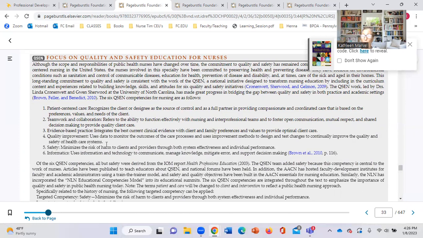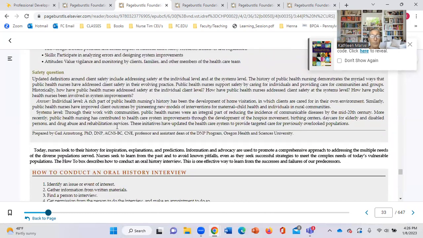These competencies direct our practice. So each chapter going forward will take one of these 6 competencies and they'll address it throughout the chapter. Okay, this chapter 2 introduces what QSEN is. Going forward, each chapter will take one of these 6 and work through that. So really important to read this box about QSEN. Okay.